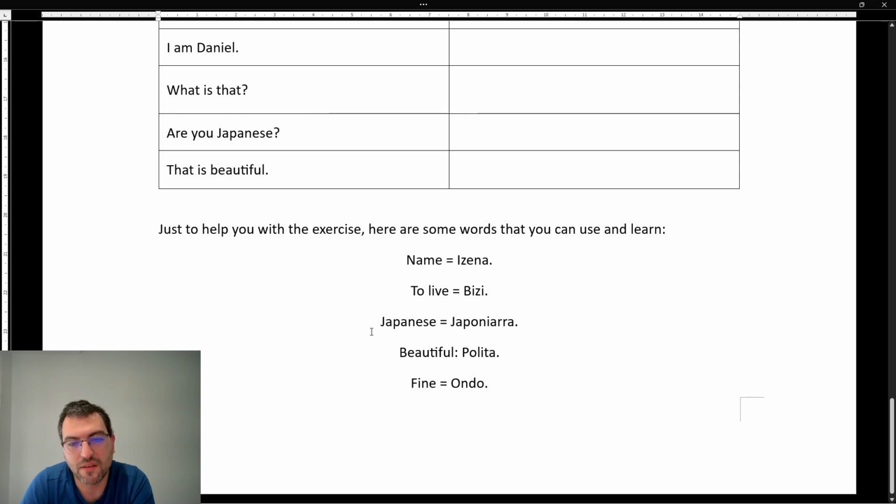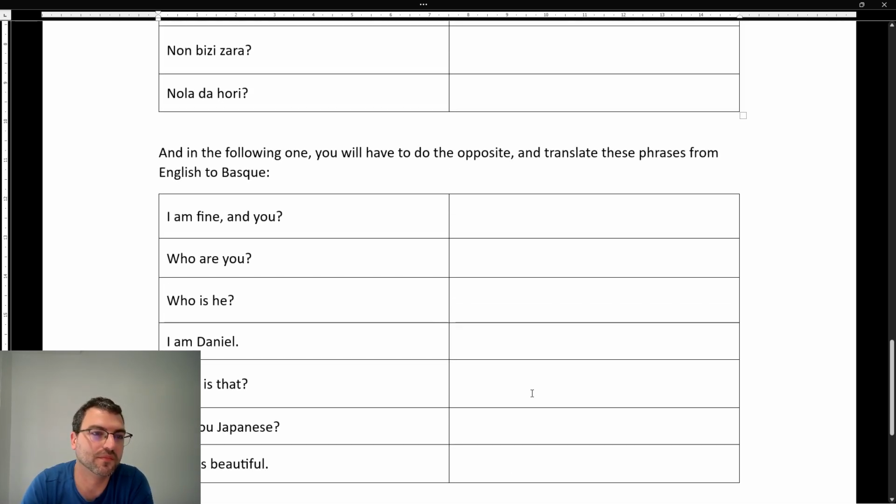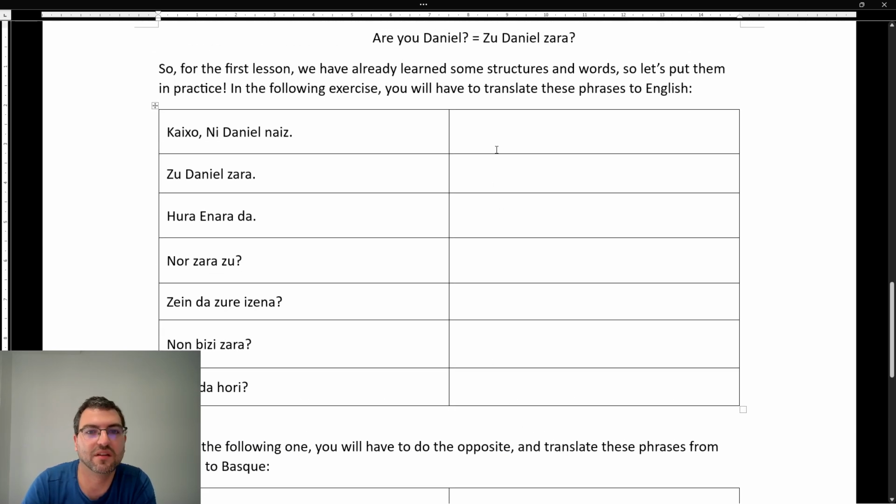For Japanese, it would be japoniarra. For beautiful, it would be polita. It's very common, this one, polita, and not pollita or anything else. And for fine, it will be ondo. So to start, kaixo, ni Daniel naiz.